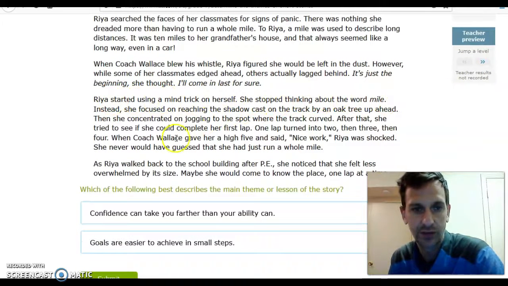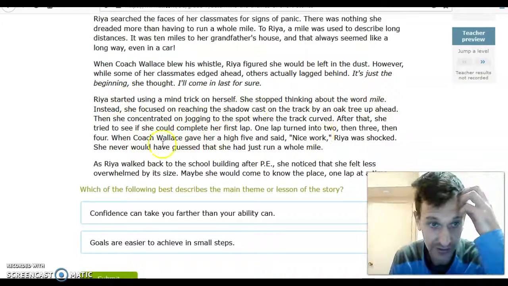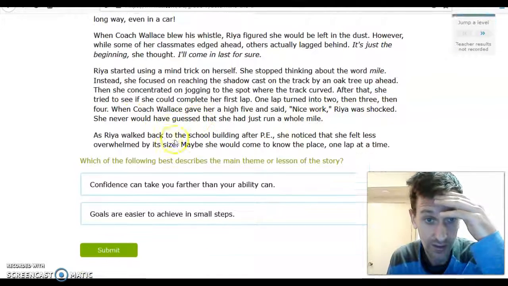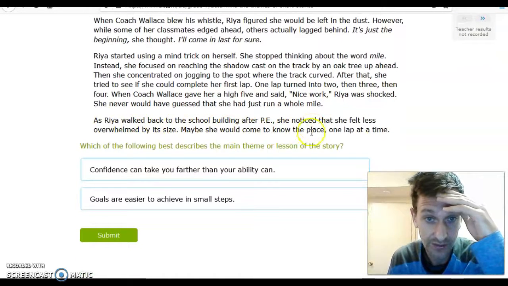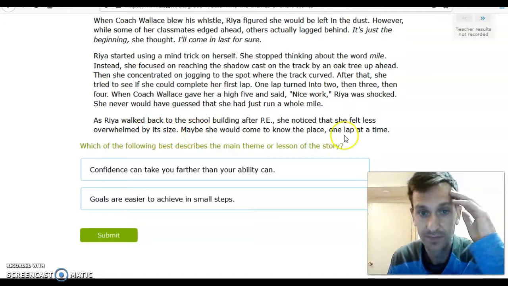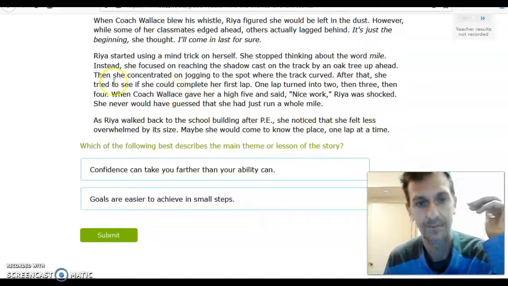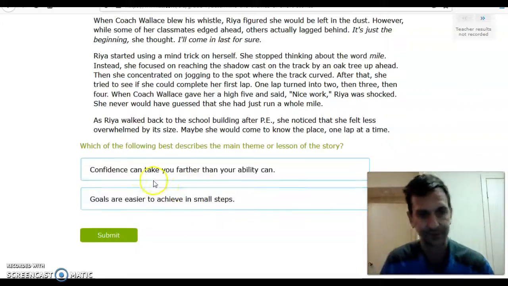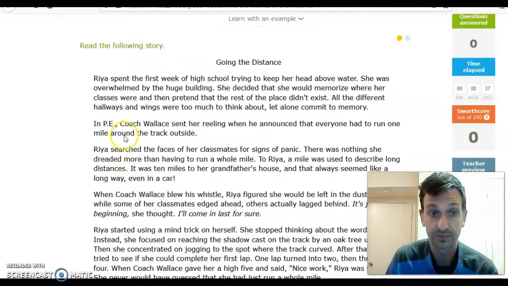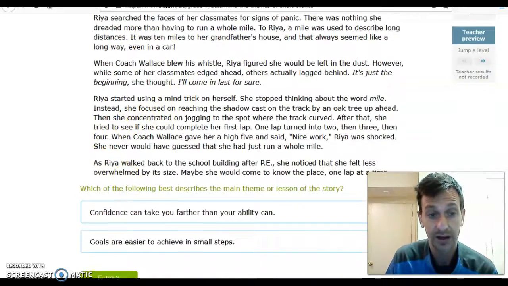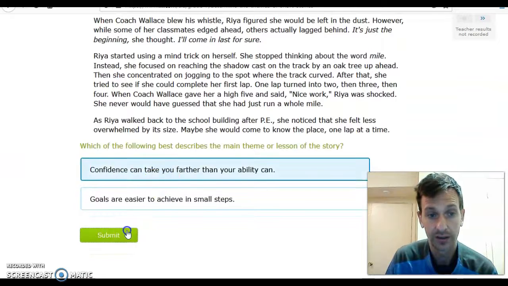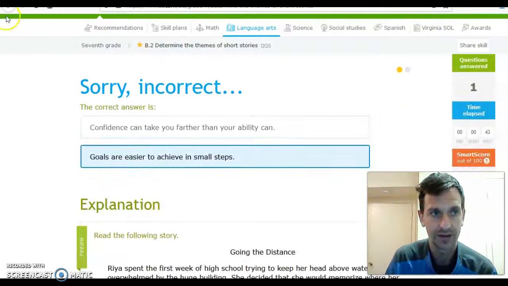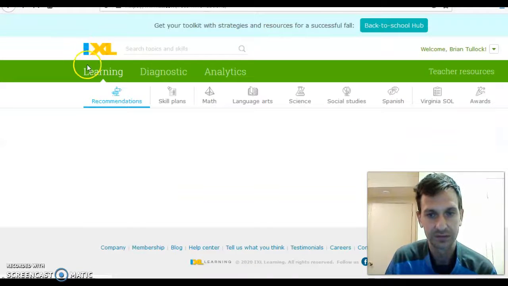She stopped thinking about the word mile. We know she's running. She was shocked. You'd never have guessed she would run a whole mile. She walked to the middle school after PE. She noticed she felt less overwhelmed by the size. Maybe she would come to know this place one lap at a time. So it's about goals or confidence. Just briefly reviewing it, it's about confidence. Nope, it's not. It's about setting goals, right?